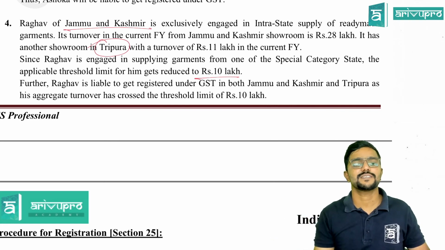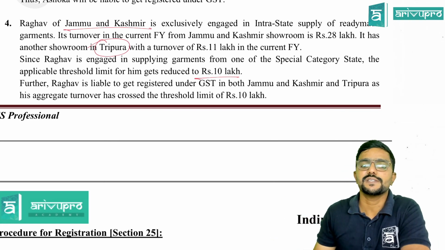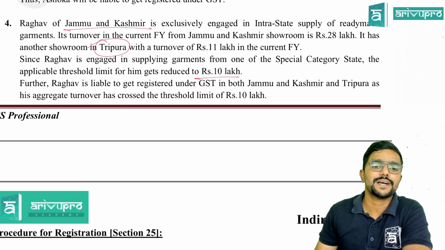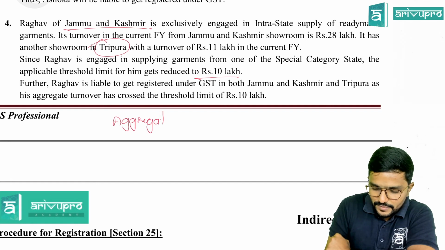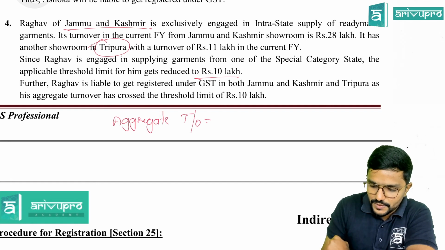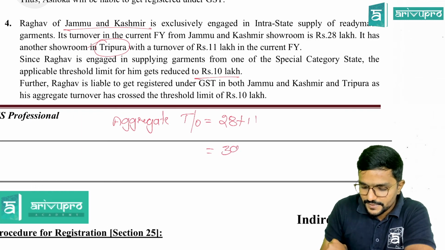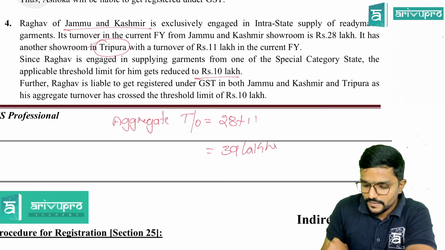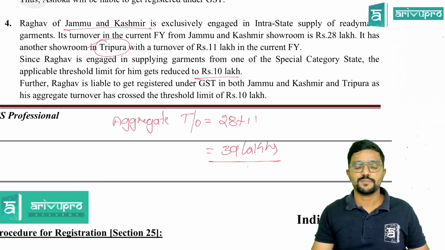You already crossed it. Further, Raghav is liable to get registered under GST in both Jammu Kashmir and Tripura, as his aggregate turnover has already crossed the threshold limit. And here in this case, what is the aggregate turnover? Aggregate turnover is equal to 28 plus 11, which is equal to 39 lakhs. Jammu Kashmir is not a special state for registration purpose.